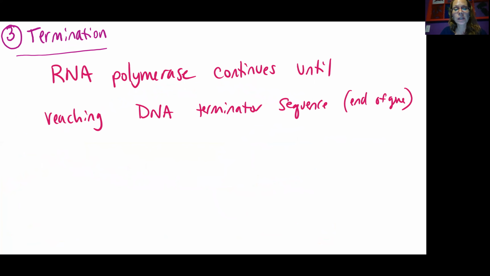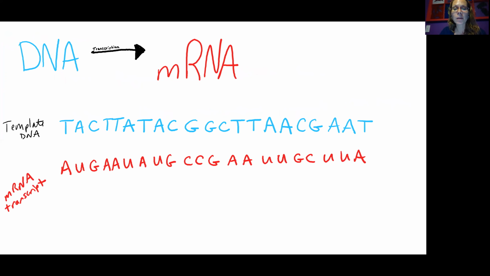Finally, the RNA polymerase will reach a DNA terminator sequence, and that's when it stops. That's the end of the gene. So that's when we stop building that mRNA. It separates, and then we'll see some editing takes place.